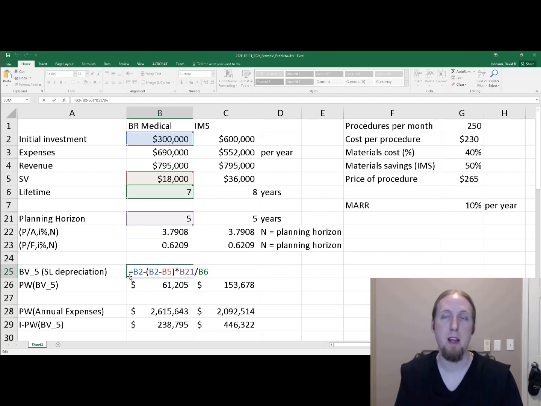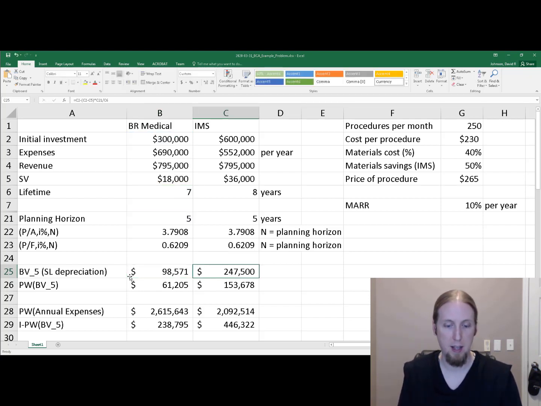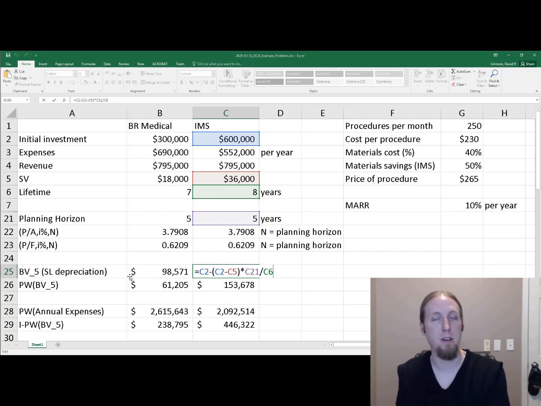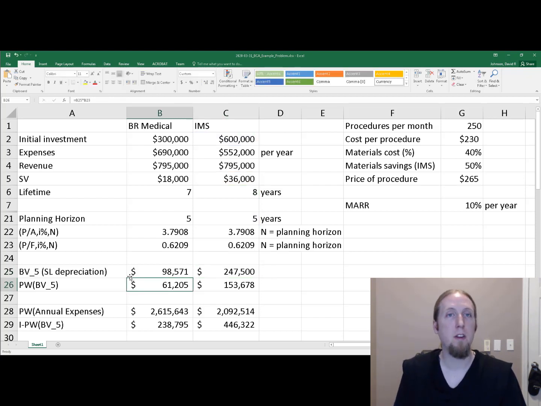So in this case, that would mean that we're taking 5/7 of the difference between the $300,000 initial investment and the $18,000 salvage value for the BR Medical device. And for the IMS device, we're taking the initial investment of $600,000, subtracting the salvage value of $36,000, and multiplying it by 5/8. Then we multiply that book value at the end of the planning horizon by our P given F factor in order to get it to present worth.